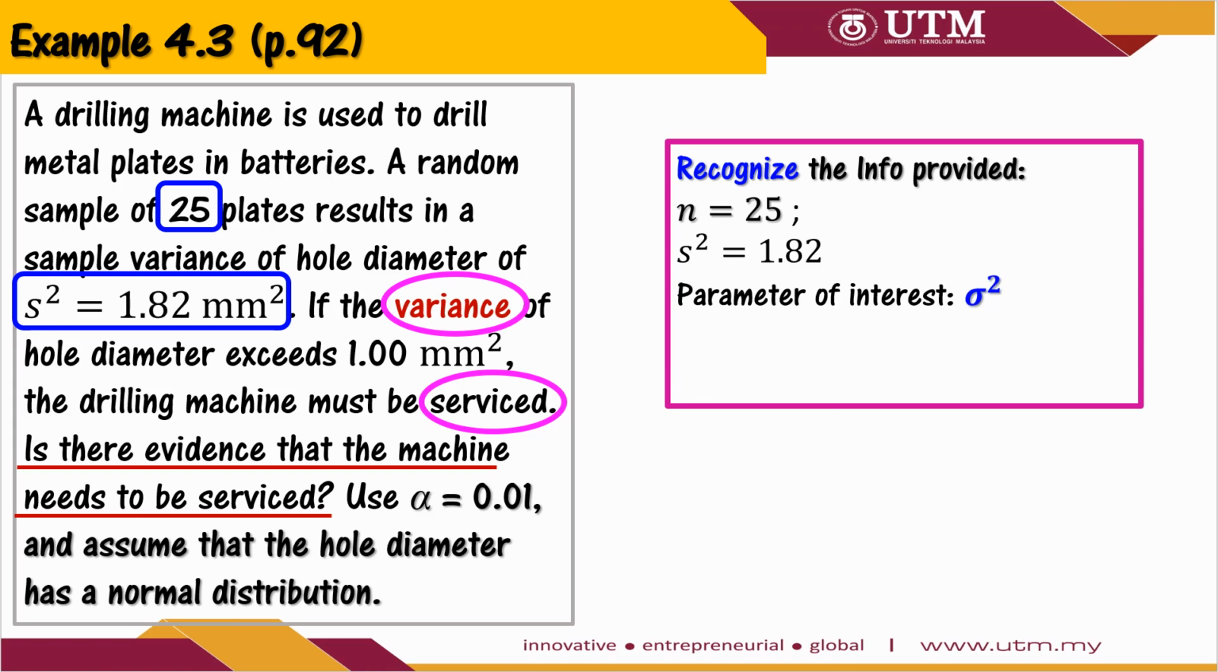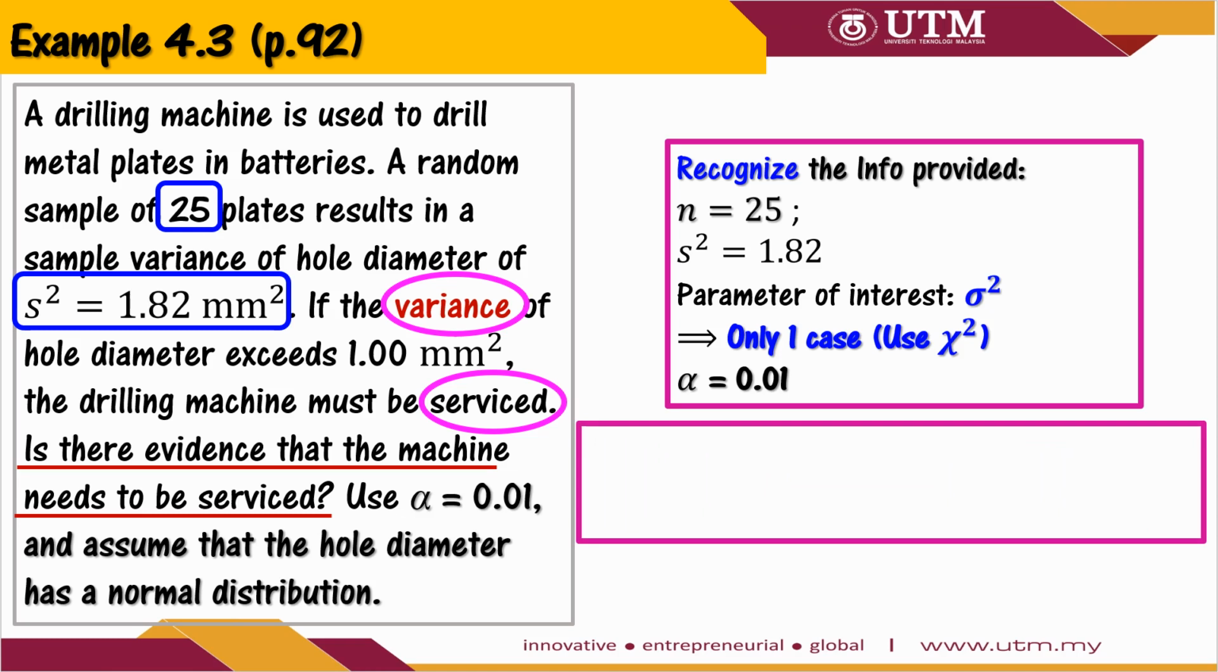When we know it's the sigma squared that we want to test, then we know we have only one case, that is to use a chi-square test. Therefore, we can proceed running the test on sigma squared at the level of significance alpha equal to 0.01. How to write the null and alternative hypothesis? Remember the rule. Under the null hypothesis, we can write H0: sigma squared equal to 1 millimeter squared.